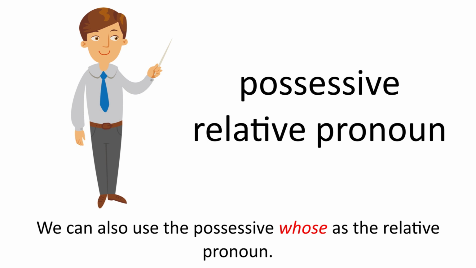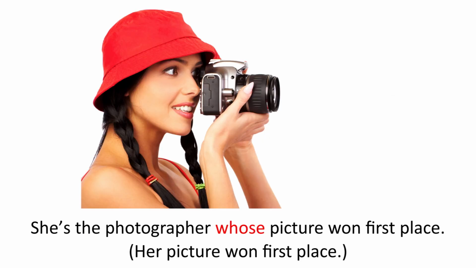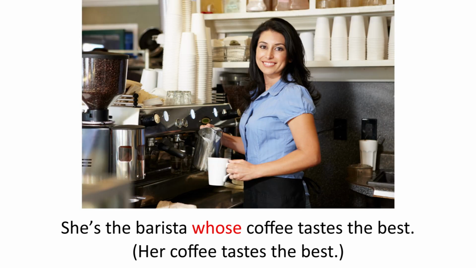We can also use the possessive whose as the relative pronoun. Whose shows that the noun which follows it belongs to the preceding noun. She's the photographer whose picture won first place. Her picture won first place. She's the barista whose coffee tastes the best. Her coffee tastes the best.